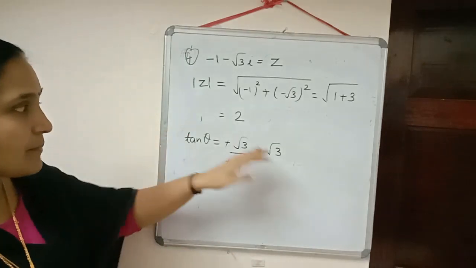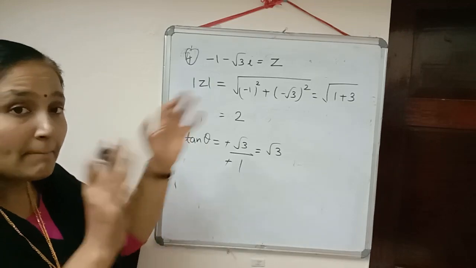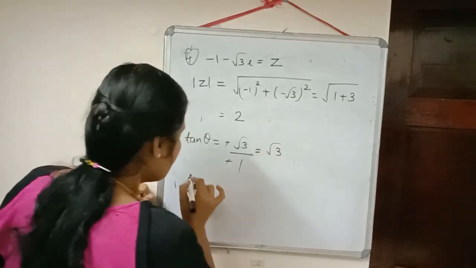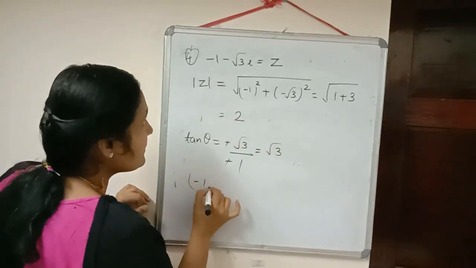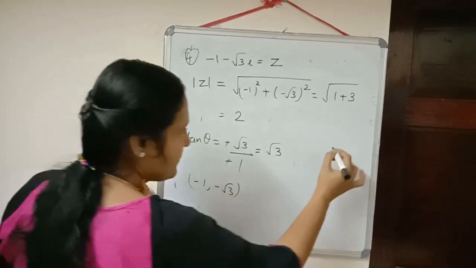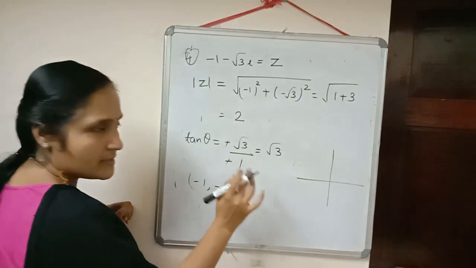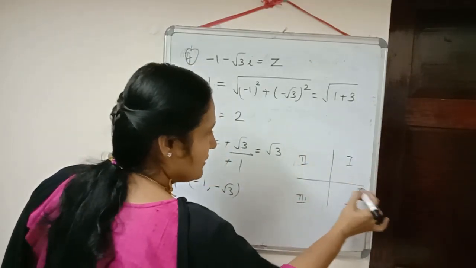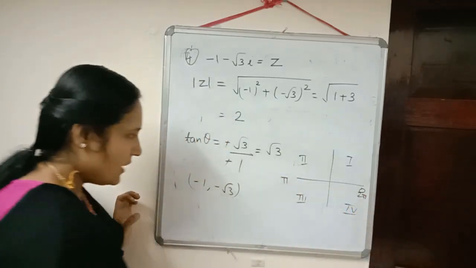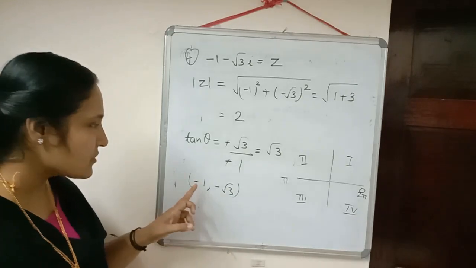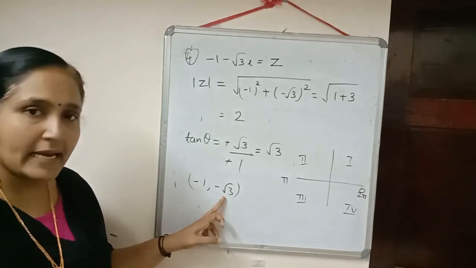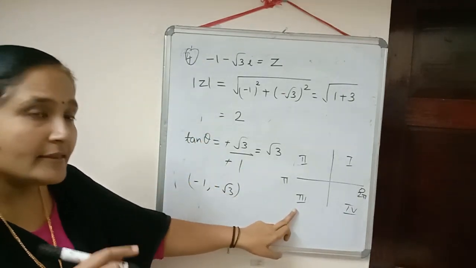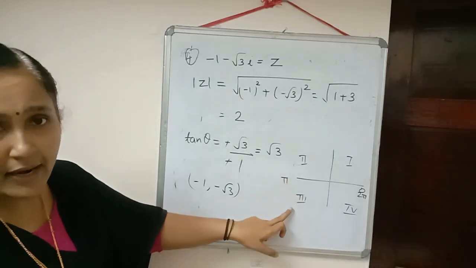After that, since it is positive, it would be in the first quadrant. But don't jump directly to finding the value of θ. Again, just check the quadrant. The point is −1, −√3. We are getting tan θ positive, but we know tan θ is positive in the first quadrant and in the second quadrant also, correct? Now here the points, x coordinate and y coordinate, both are negative. In which quadrant are both negative? Third quadrant, correct? And in the third quadrant the value will be greater than 180 degrees.